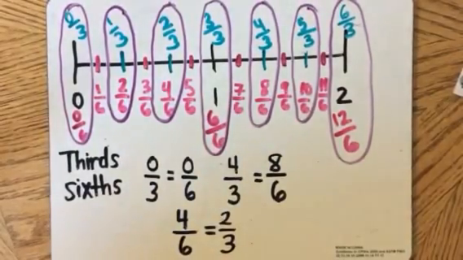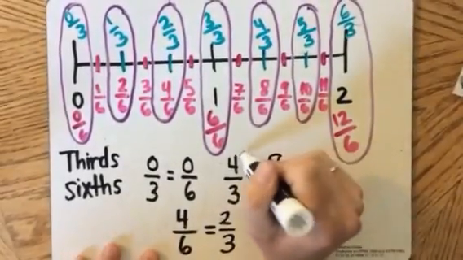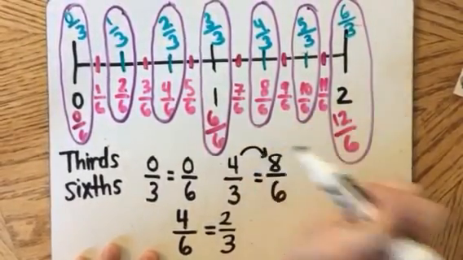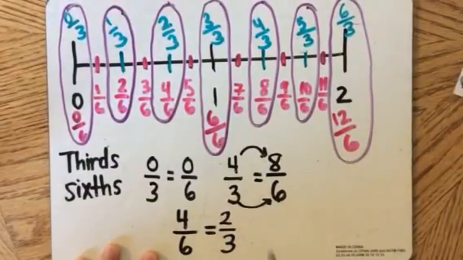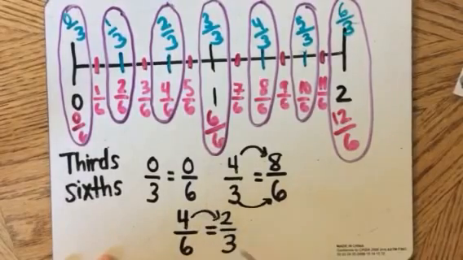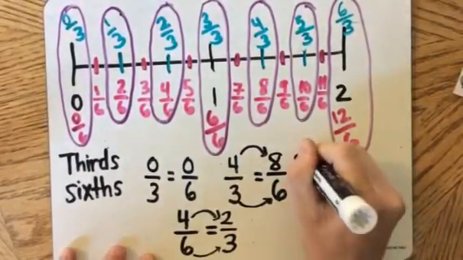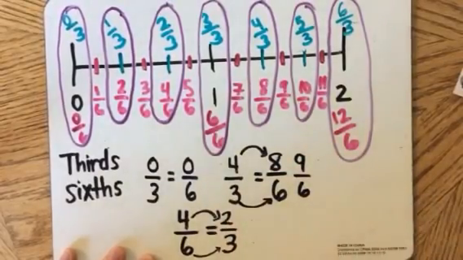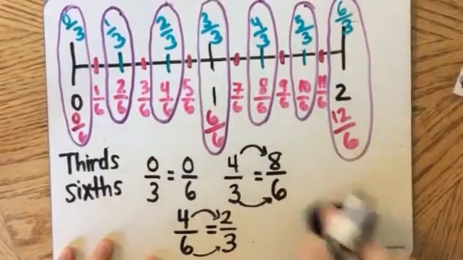Perfect. Notice what we did with our numerator and our denominator here. When I doubled my numerator, 4 times 2 is 8, and I also doubled my denominator. 3 times 2 is 6. Same thing. Here I divided by 2. 4 divided by 2 is equal to 2. 6 divided by 2 is equal to 3. So I know that if I got, for example, 4/3 is equivalent to 9 sixths, that would not be right because it's not keeping those relationships.